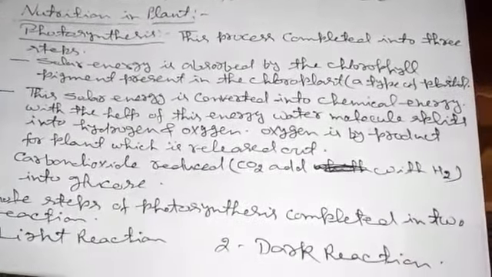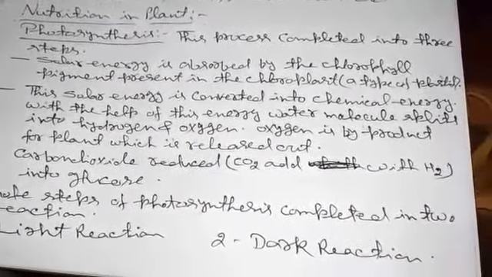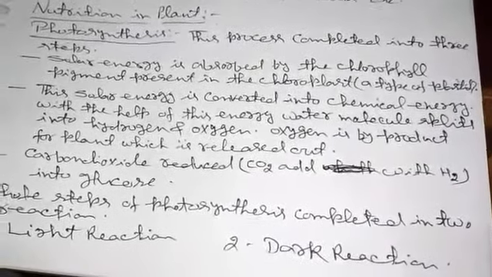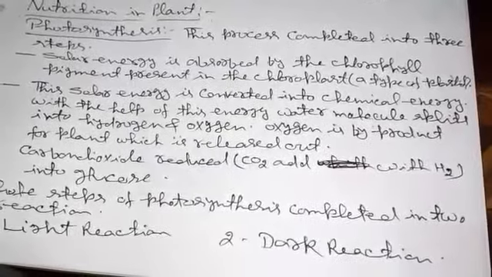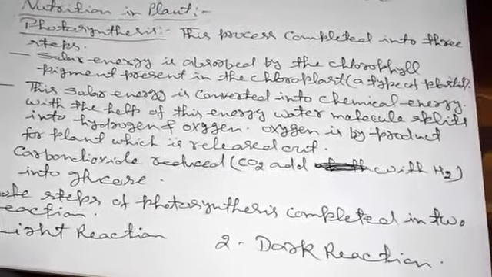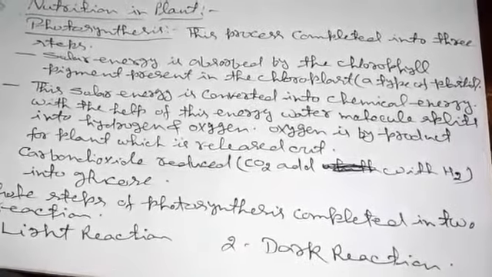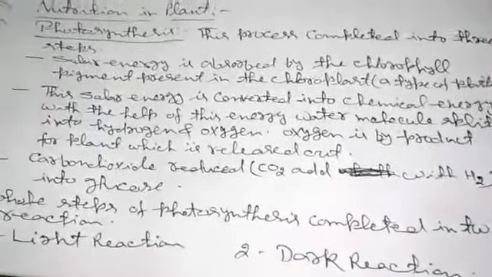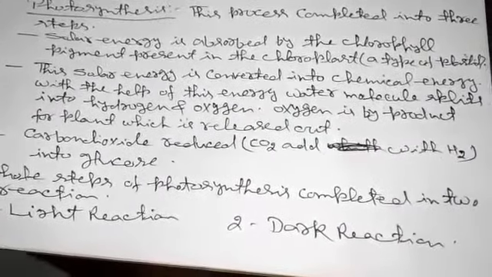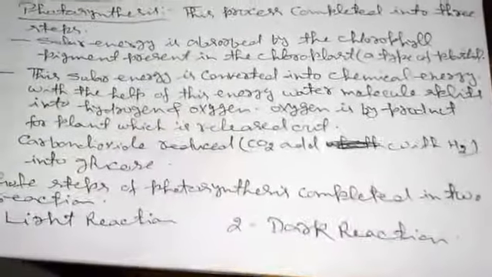In the second step, this solar energy is converted into chemical energy. With the help of this chemical energy, water molecules split into hydrogen and oxygen. Here oxygen is a byproduct which is released out. In the third step, carbon dioxide is reduced into glucose. In the second step, the hydrogen which is released combines with carbon dioxide and forms glucose.